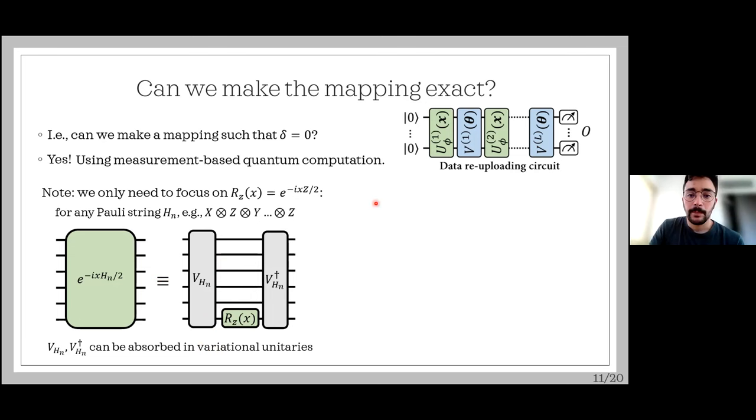And the idea now, if you use this trick, is that whenever you have an encoding gate in the inner product circuit, you can basically absorb these non-data-dependent unitaries into the variational unitaries that are next to it. Okay, so effectively this makes us only consider RZ rotations to teleport and not anything else. And the gate teleportation gadget that we're using here takes this form.